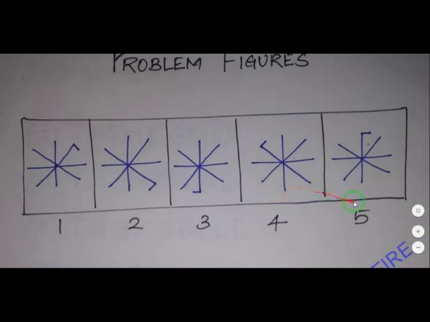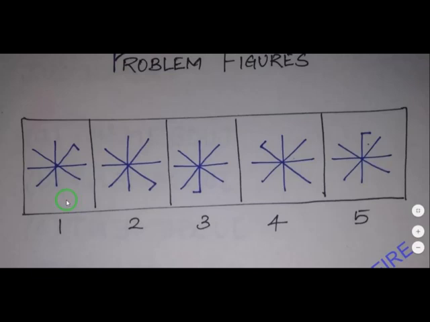Okay, for this one, there are no lines in between the fourth image and fifth image, so you put a 0. Okay, now what will come? 3. Okay, 3 will come.